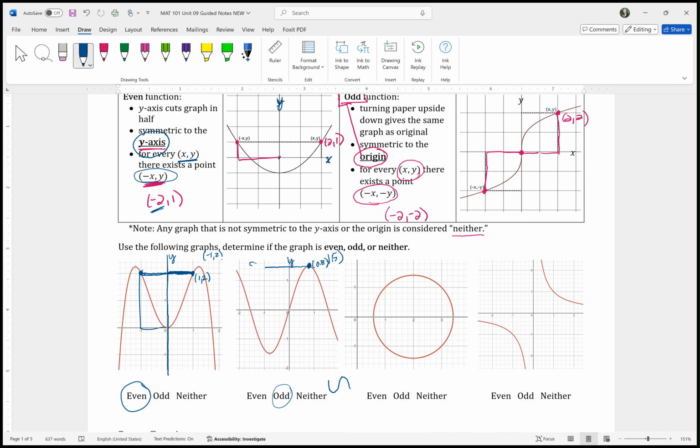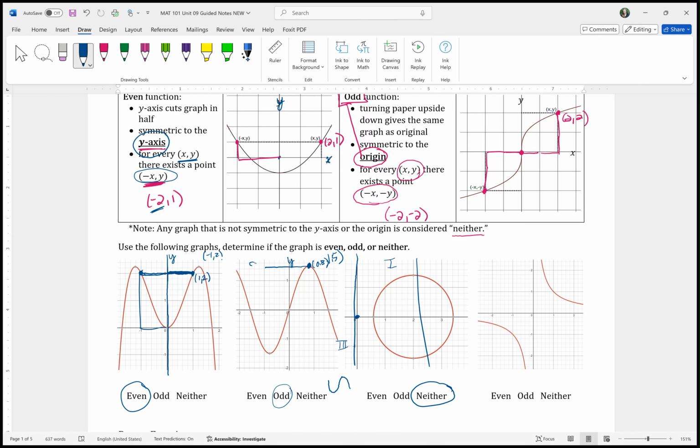All right, next one. Let's check the y-axis. So go find your origin. Here's the origin. The y-axis is here. Well, clearly we don't have a graph on both sides. So this is definitely not even. And because we don't have it on both sides, as in first and third or second and fourth, it's definitely not going to be odd. And there's a special thing about this one because it's a circle. It doesn't even pass the vertical line test. So this one's actually not even a function. So this would be neither.